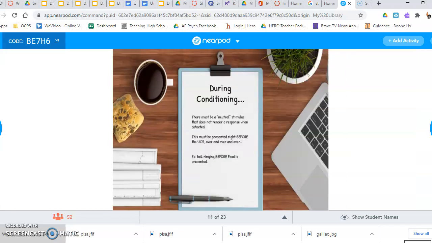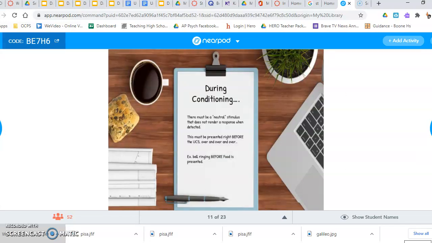Now, with Pavlov, then he wants to condition the dog. He wants to train the dog. The dog's learning. And so as he does that, he has to find a neutral stimulus, something that wouldn't ordinarily make the dog drool. So ringing the bell, right? Or playing the music box, turning on a light. Those things in and of themselves would not make a dog drool. So they're neutral, all right? So the neutral stimulus doesn't render a response when the dog sees it, all right? And so that has to be presented. The neutral stimulus has to be presented right before the unconditioned stimulus, the UCS.